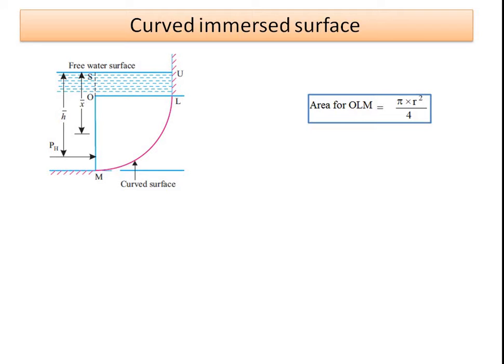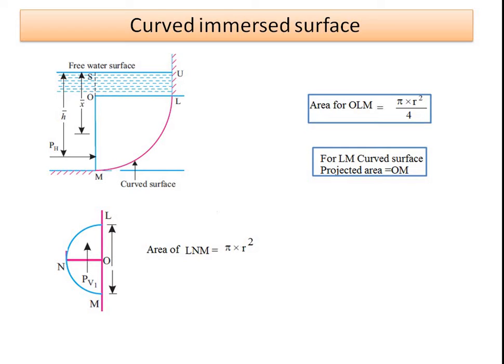Now the area OLM can be given as pi r square by 4. This is nothing but the area of this curved surface. And for the LM curved surface, the projected area for horizontal forces is equal to OM. The projected area for the LM curved surface is OM.